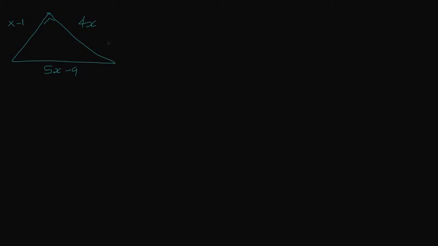So the lengths of the sides of a right angle triangle are given by the expressions x minus 1, which we have here, 4x, which you have here, and 5x minus 9, as shown in the diagram. Find the value of x. Okay, so we know this is the hypotenuse, so using Pythagoras' theorem, we know that (5x minus 9) squared is equal to the other two sides squared, so that's (x minus 1) squared plus (4x) squared, okay?